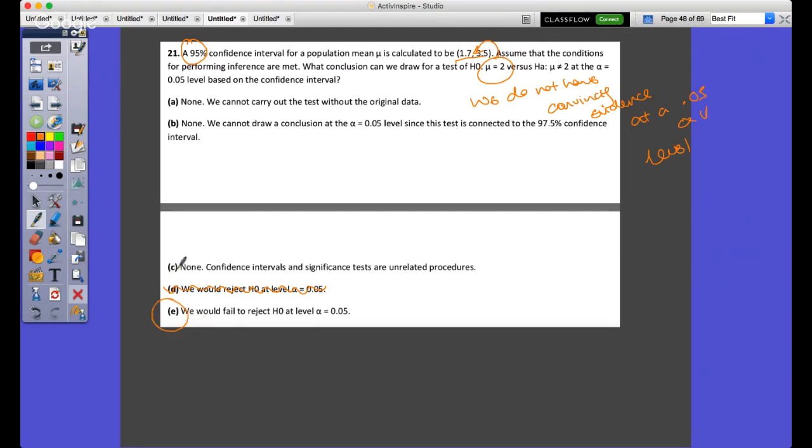C is none. Confidence intervals and significance tests are unrelated procedures. That's not true because we're talking about significance in the confidence interval, right? Right. No, that's not true. Yeah, that's not true either. And that's how we would attack this here within this one. And cool beans. Let's see if we can go to last minute questions.